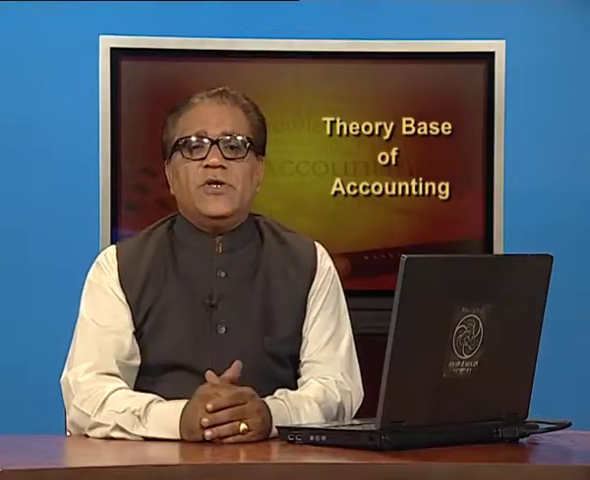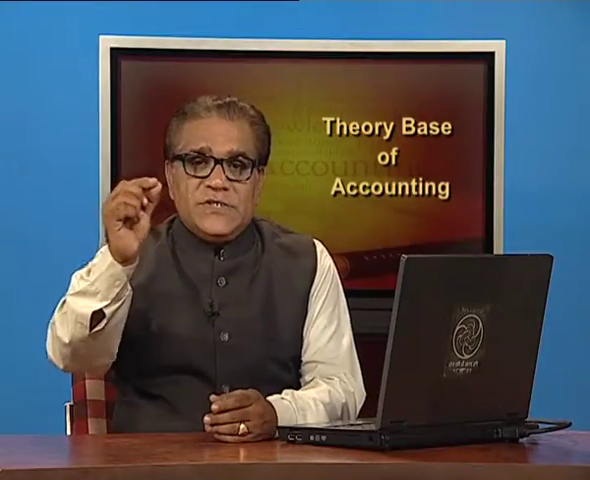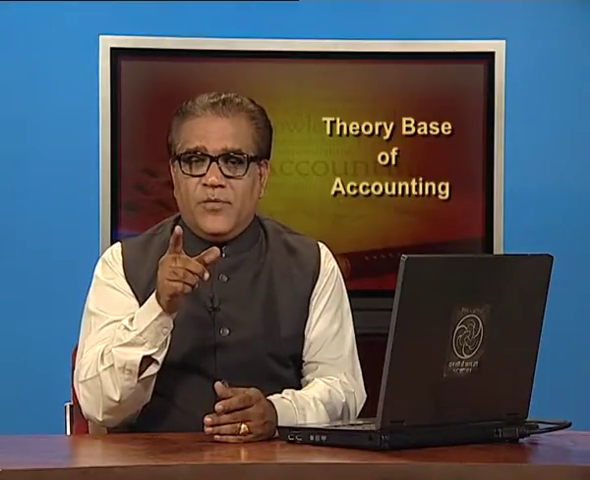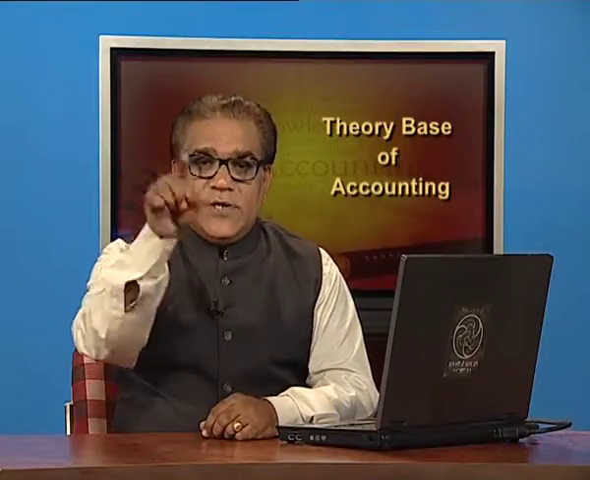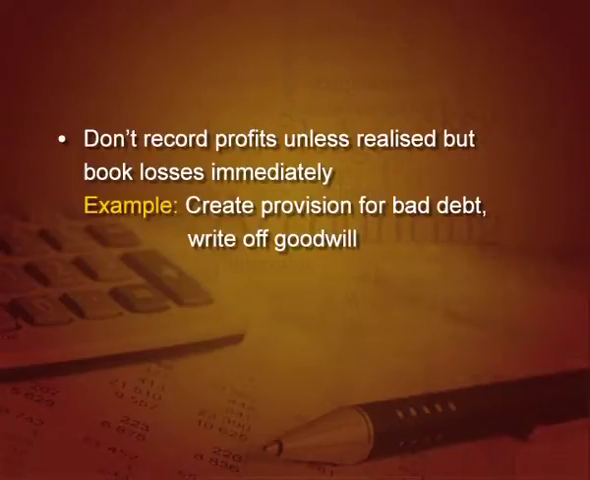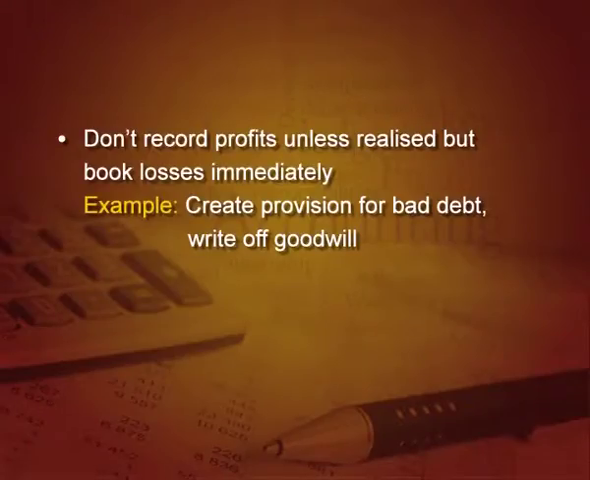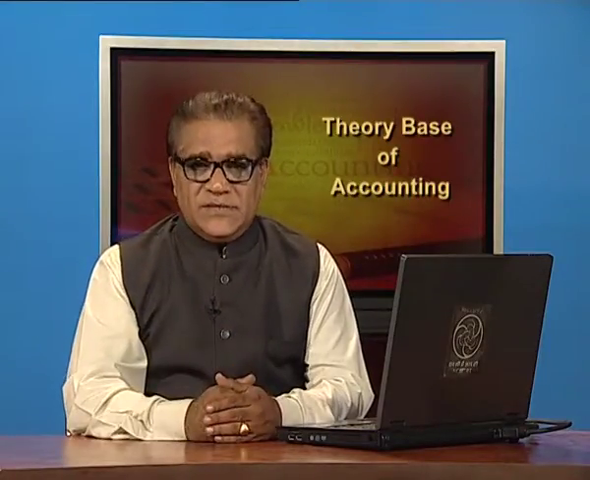Now, few words you may not be getting, like dividends. What is dividend? The part of profit which is distributed to the shareholder. So, if you are not playing safe, the profits will be shown more and you will distribute it, which will lead to reduction of your capital, which is wrong. So, we do not record profit unless realized, but book our losses immediately. For example, we create provision for bad debt, that is for those persons who will not pay, and we write off the goodwill. Goodwill is written off, that is shown as an expense.